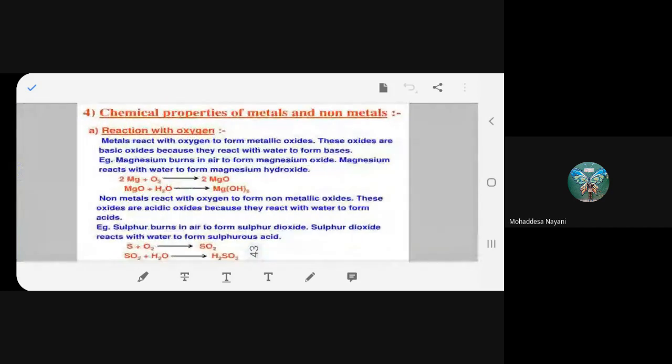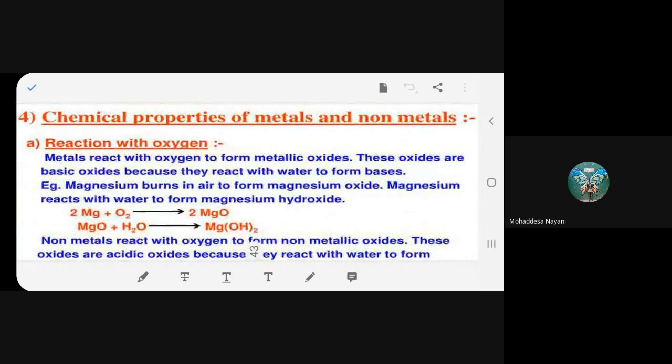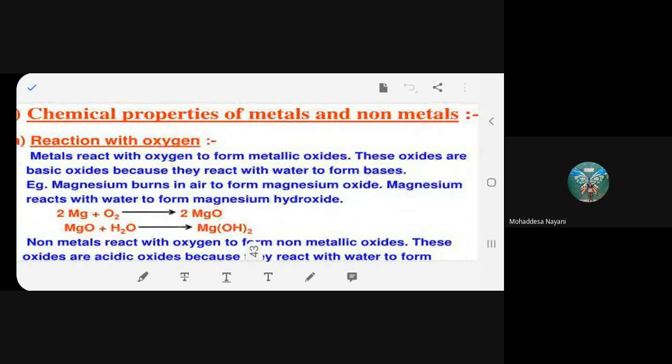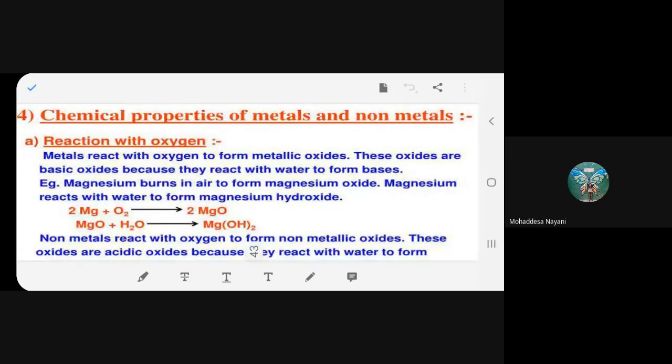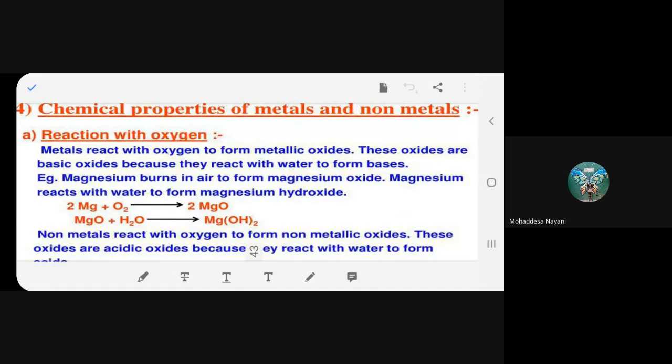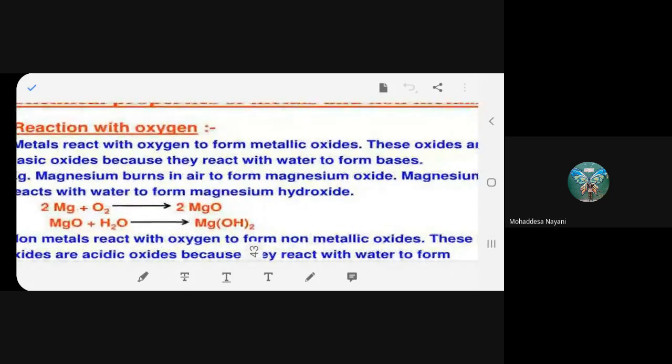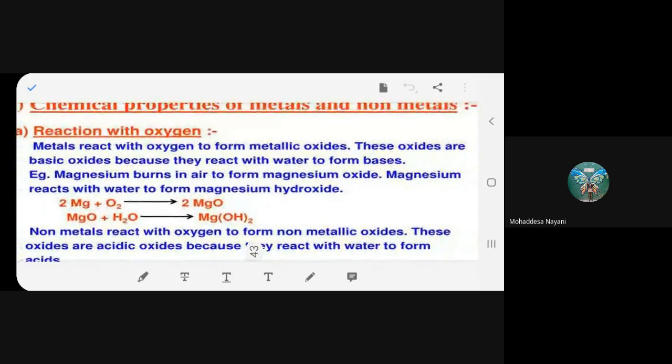Now we will see over here one by one. That was the activity. Now we are going to do the theoretical part: chemical properties of metals and non-metals. Now first we will start with oxygen.